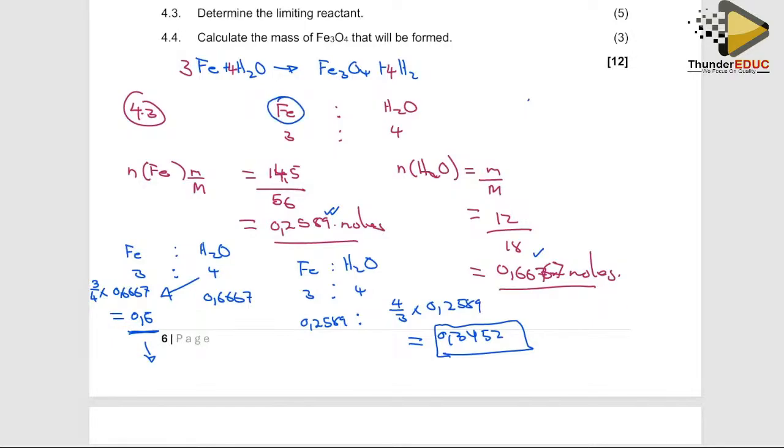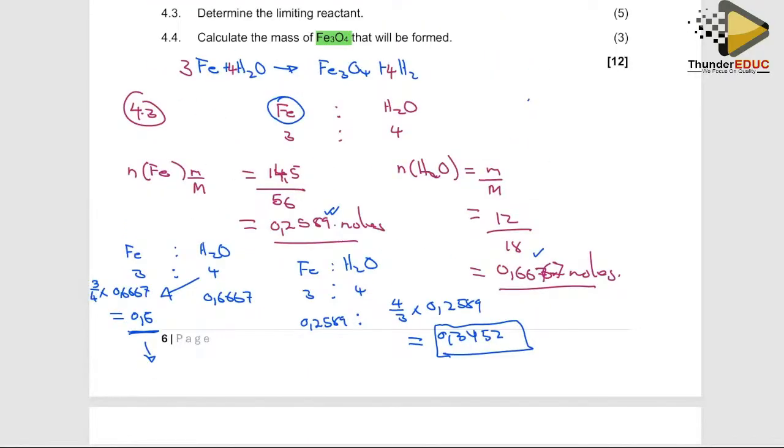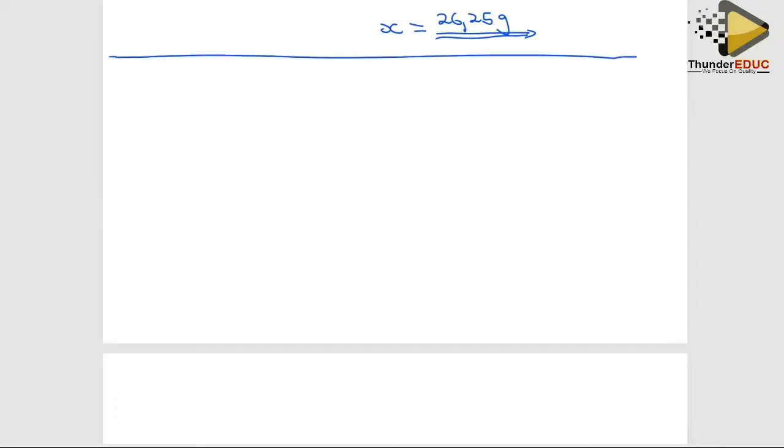Then I'm going to proceed to question 4.4. So that says calculate the mass of Fe3O4 that will be formed, right? So we need the mass there. This is question 4.4. So I'm going to underline there and proceed to question 4.4. So we're looking for the amount that is actually going to be formed, right? So I'm going to say the number of moles there of Fe3O4 is equivalent to m over M, right?